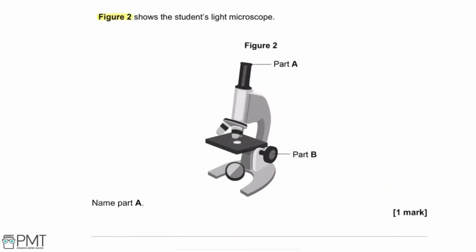Figure 2 shows the student's light microscope. So here we have figure 2, we have 2 labels, part A at the top and part B lower down. And the question says, name part A, and is worth 1 mark. So part A is the bit that you look down when you're using the microscope, and this can be called the eyepiece or the lens.